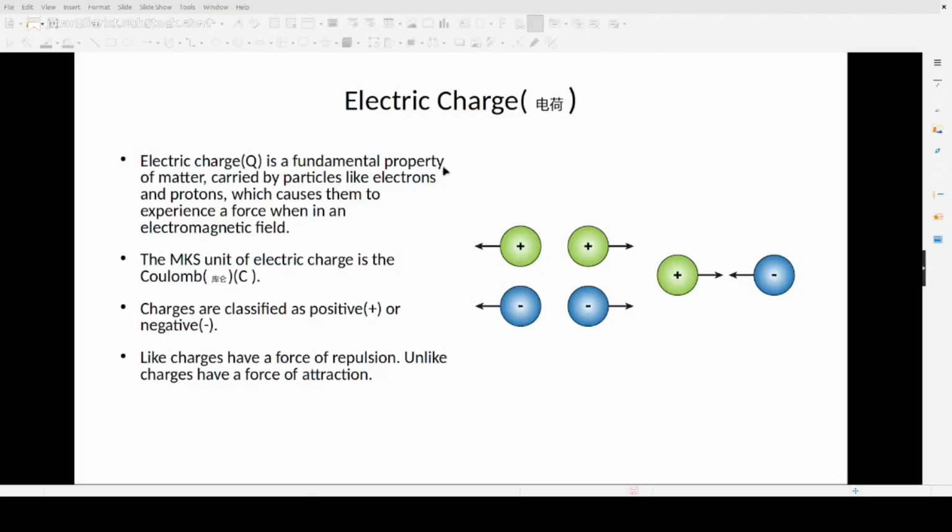The MKS unit of electric charge is the Coulomb. Its symbol is C. Charges can be classified as positive or negative. Like charges have a force of repulsion, they repel each other, and unlike charges have a force of attraction.